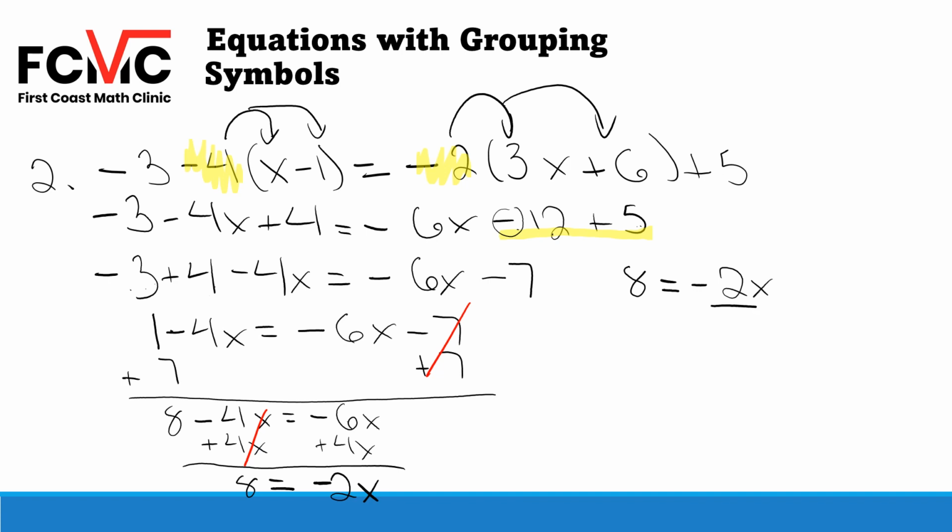Last step, let's get the x by itself. Divide and divide by negative 2, negative 2. Negative 2 cancels out on the right. And we get x equals, dividing two numbers of opposite signs, answer is going to be negative, and we get negative 4.